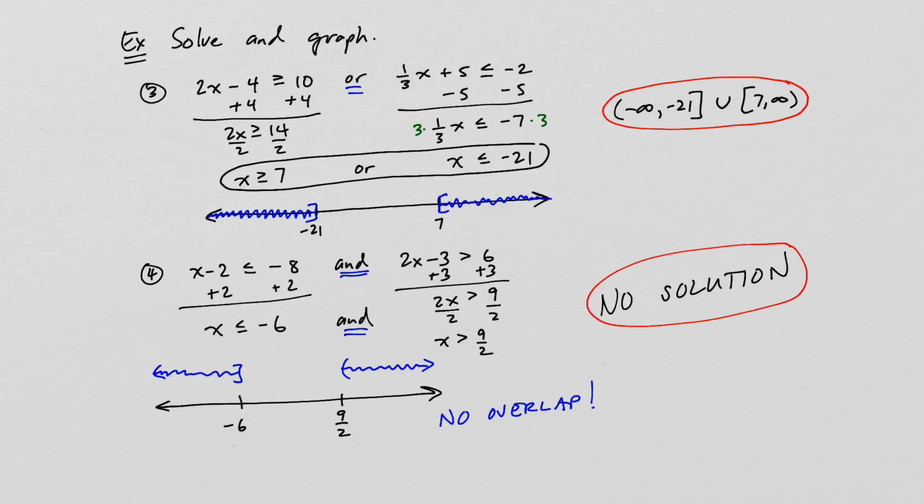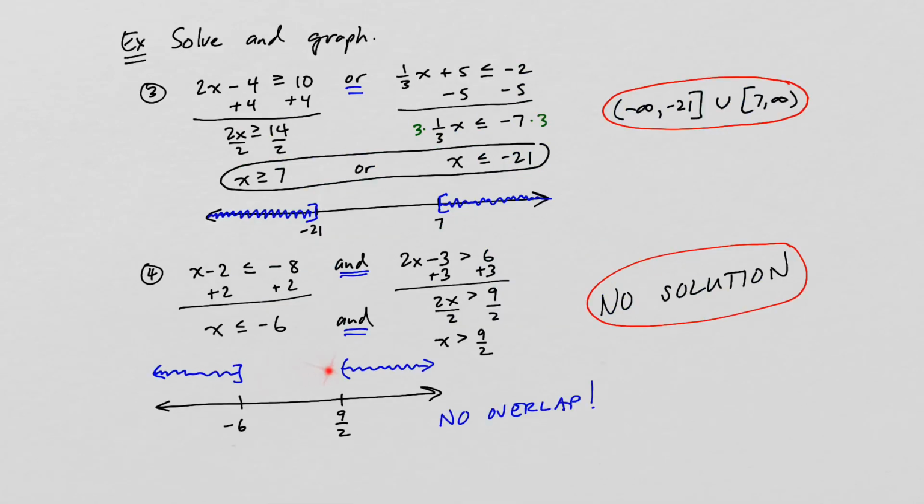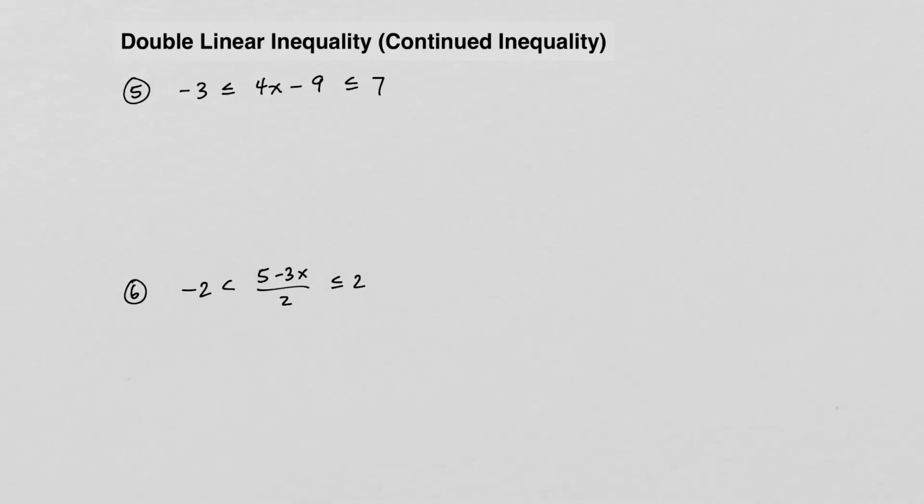So you don't always get no solution. Remember, on our last page, we had the word "and" here, and we did get a solution, but that's because the two graphs overlapped each other. They had some numbers in common. But if you don't have any numbers in common and you have the word "and," then there's no solution. Let's look at one more, or two more.